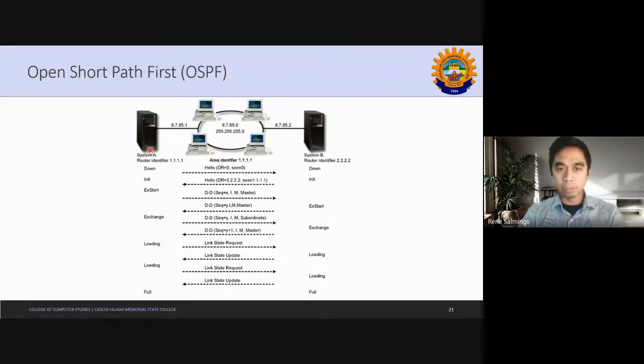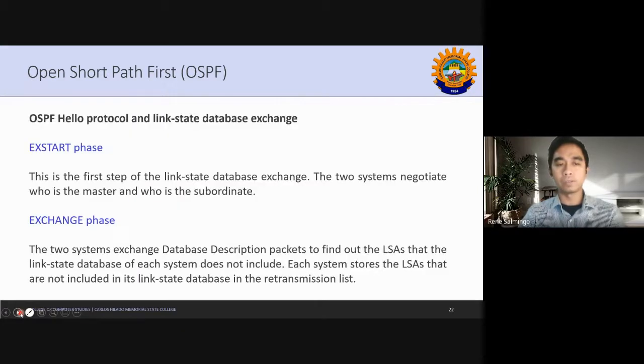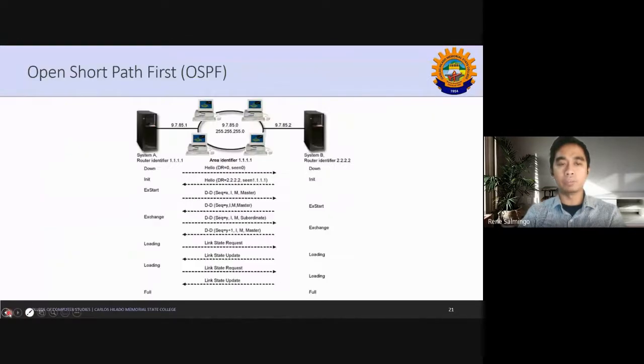So this is system A and system B. So your common subnet is this one and this one. And the process of OSPF will start at the start, exchange, loading, and full. So meaning you have to have a link state update of the connection. So what are the phases in OSPF?